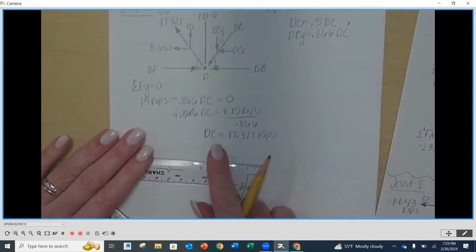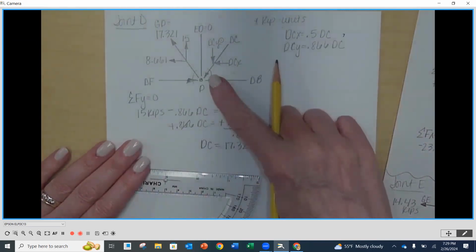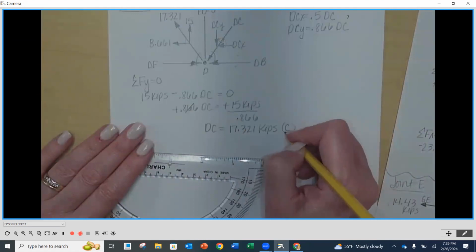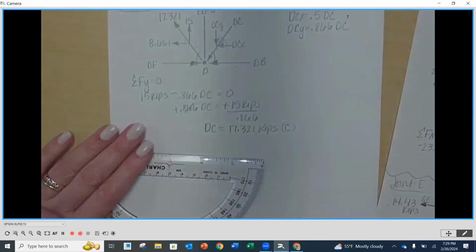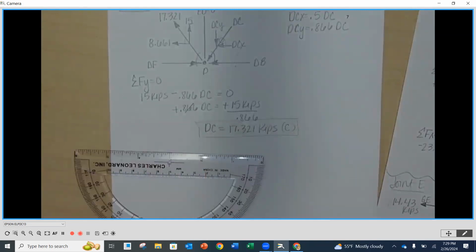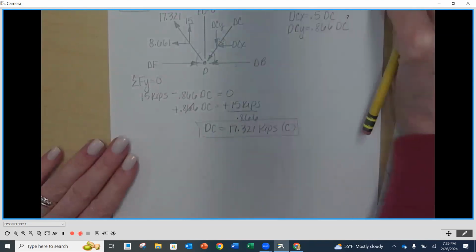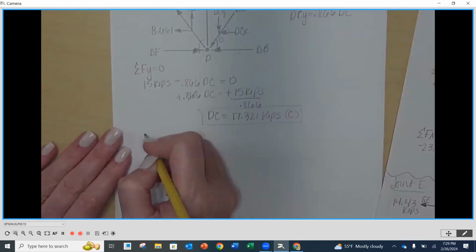Now, I got to look back up here. DC, we assumed pointing towards D. So that means that it's in compression. So I can put a box around this one. Okay. Now I'll sum my forces in the X direction and see where I'm at.